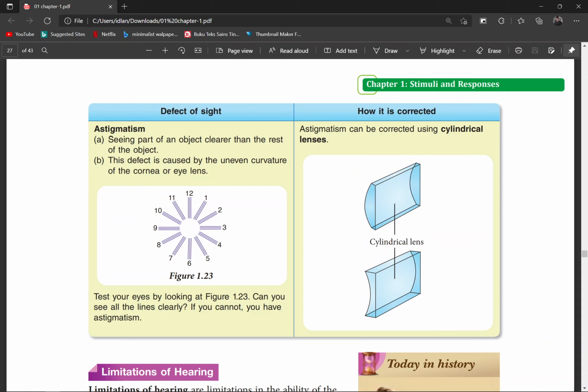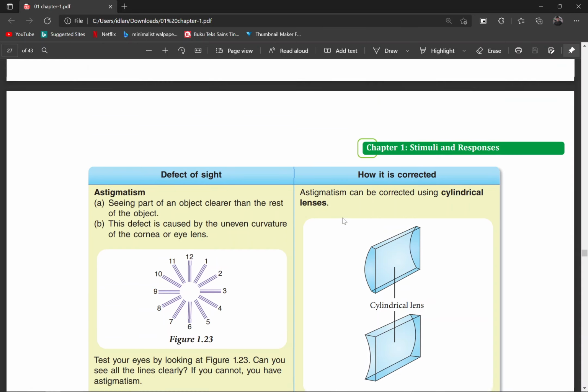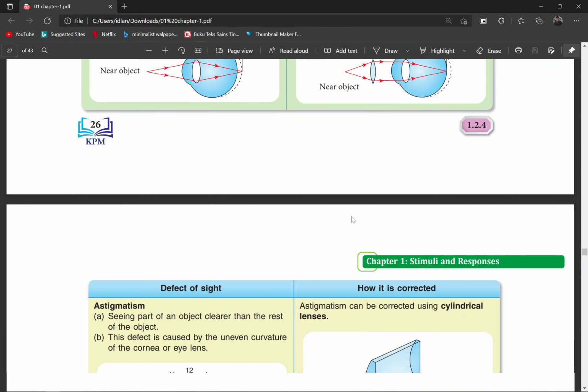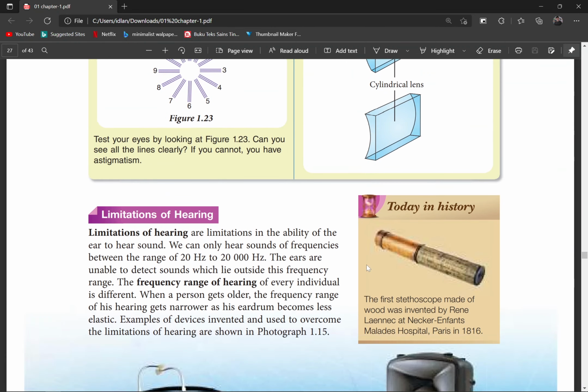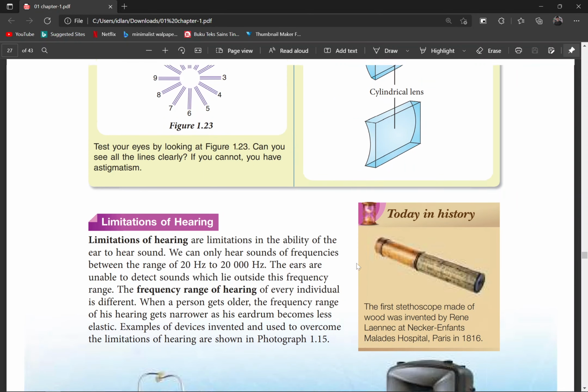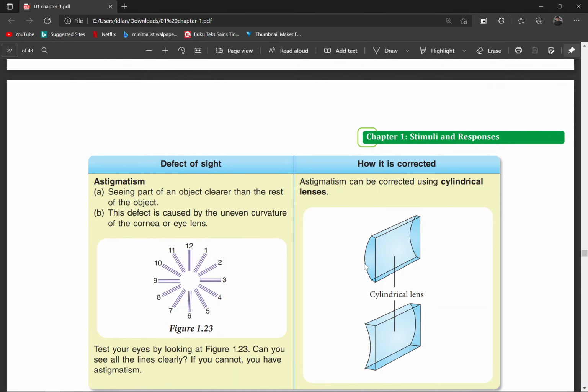Okay, some people might have this problem. You can test your eyes by looking at the figure. Macam aku cakap tadi. Okay, how is it corrected? It uses cylindrical lenses. Cylindrical lenses. Dia macam separuh daripada convex lenses. Macam ni. Separuh convex lens. Okay. Itu cara pakai orang rabun ataupun orang ada astigmatism.